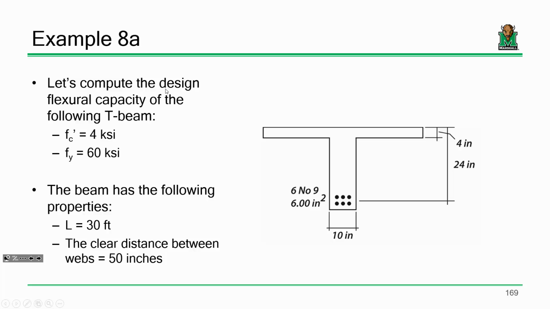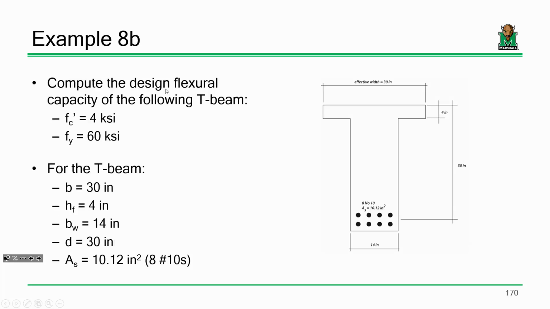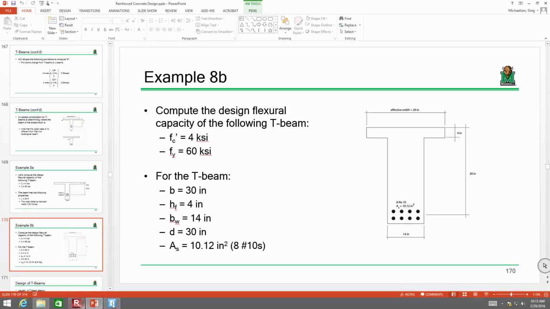So we had two examples that we were looking at. The first one that we did was rectangular in nature, and I'll just go ahead and tell you this one will be a T-beam or a true T-beam. But I do want to take some time to at least review some of the math that we did for the first example.